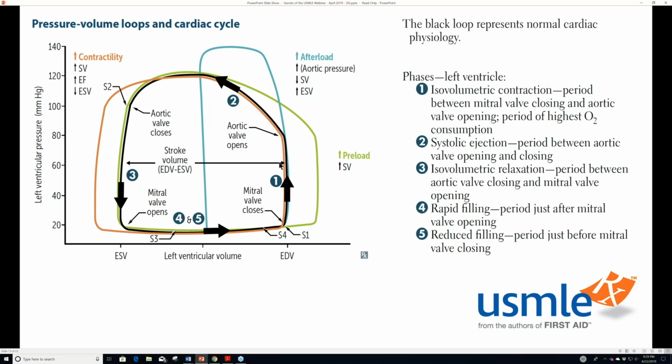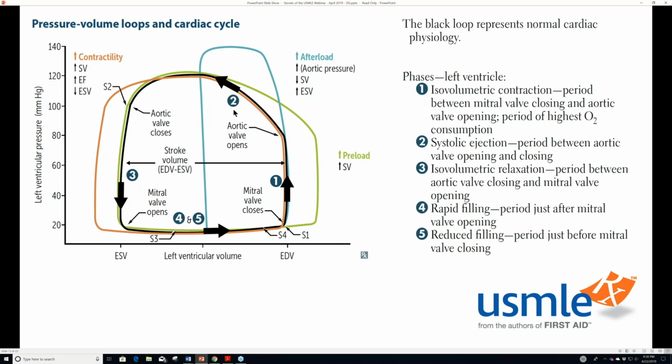we can see isovolumic contraction. This is when all your valves are closed, but the left ventricle is contracting, trying to get blood out, but nothing's opened. So here you would not expect to see a change in volume. If you look at the direction of your line, it's going straight up. The volume's not changing, it's not moving to the right or the left, but your pressure is going up. You can see that from the bottom part of that line to the top part of that line.